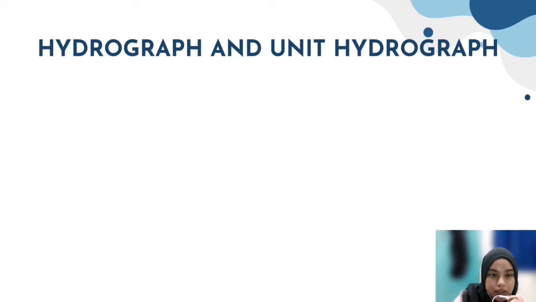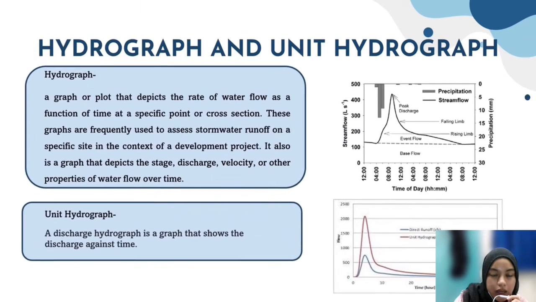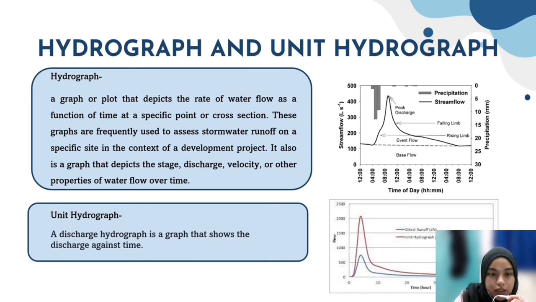I will explain about the hydrograph and also the unit hydrograph. A hydrograph is a graph or a plot that depicts the rate of water flow as a function of time at a specific point of cross-section. These graphs are frequently used to assess stormwater runoff on a specific site in the context of a development project. It is also a graph that depicts the stage, discharge, velocity, or other properties of water flow over time.